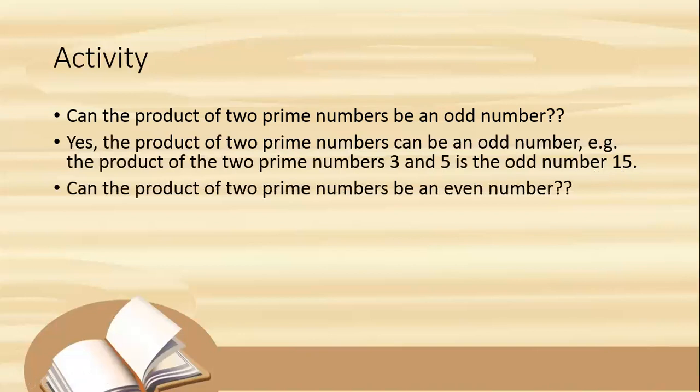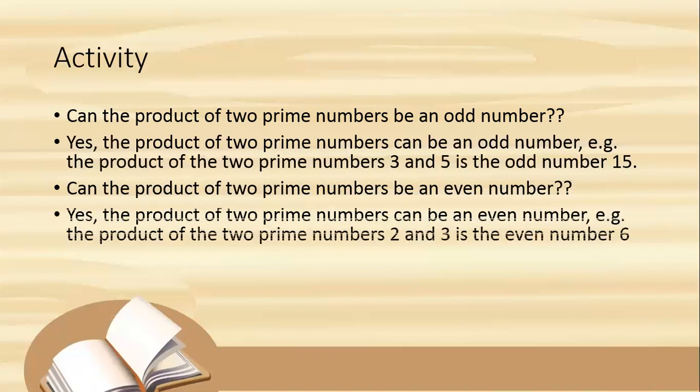Second question, can the product of two prime numbers be an even number? Think about it. Yes, the product of two prime numbers can be an even number. For example, the product of the two prime numbers 2 and 3. 2 and 3 both are prime numbers. When we take the product of 2 and 3, we get the number 6, which is an even number, and it is formed by the product of two prime numbers.